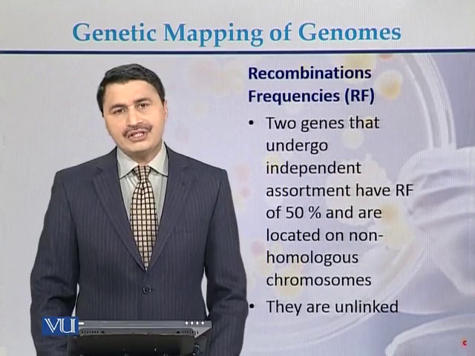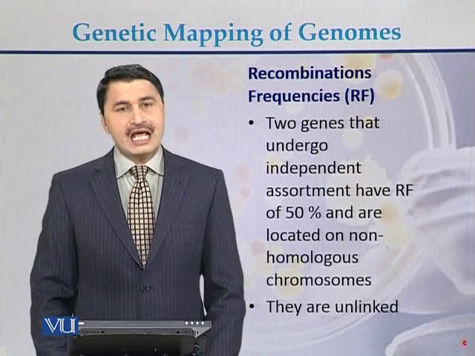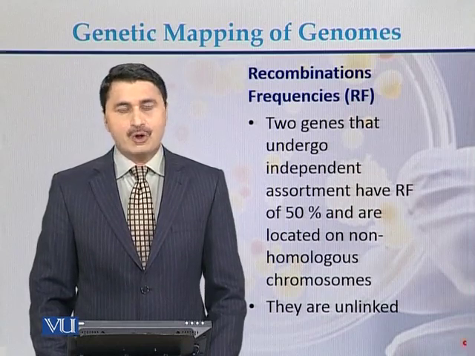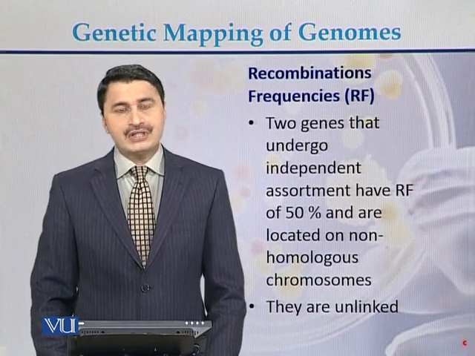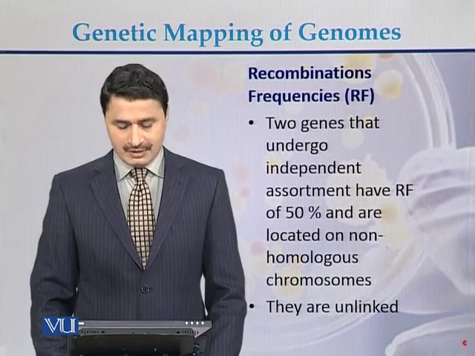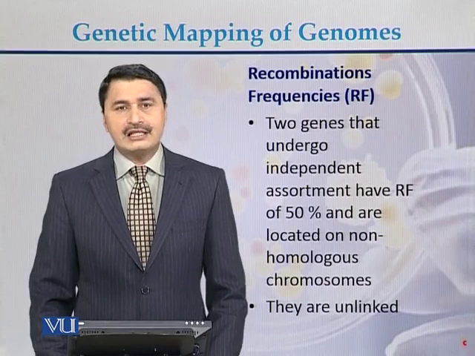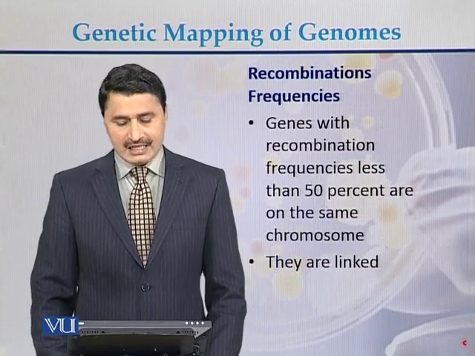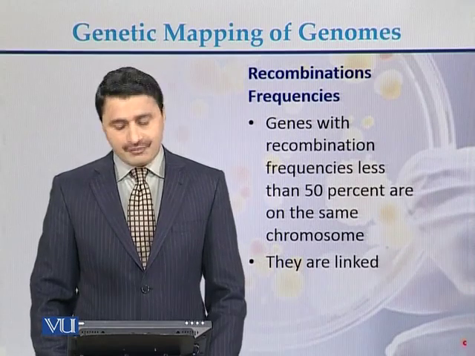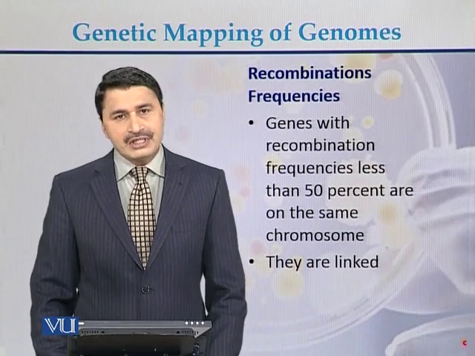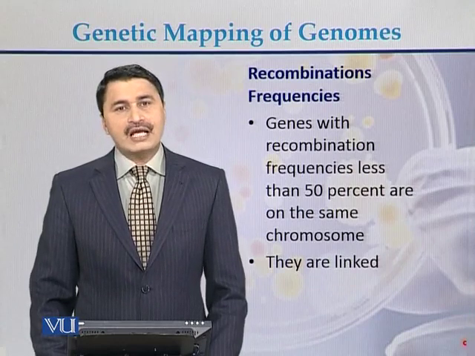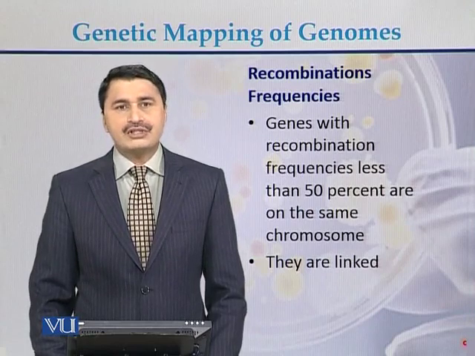What are recombination frequencies? Two genes that undergo independent assortment have 50% recombination frequency. It means that they are located on non-homologous chromosomes. It means that they are unlinked to each other. While genes with a recombination frequency of less than 50% are on the same chromosome. In other words, we can say that they are linked with each other.